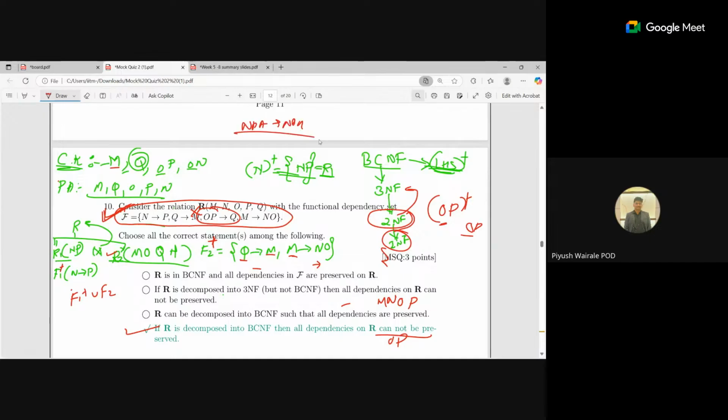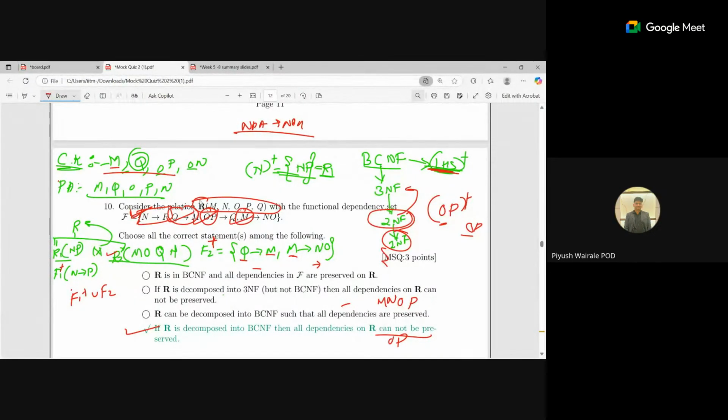Now we have to check for BCNF. The condition for BCNF is that the left hand side must be a key for every functional dependency. Now we can see here Q is basically a key, so this is fine. OP is a key, this is fine. M is a key, fine, but N is not a key here, right? So this is violating my BCNF condition. It means I need to decompose the relation now.